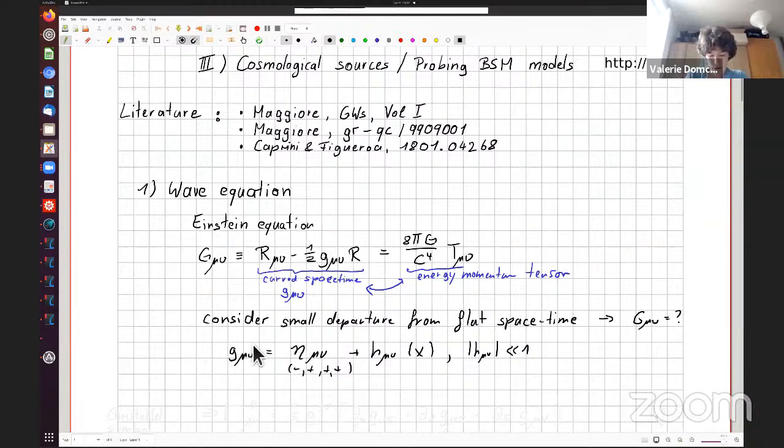Now once you have an expression for the metric, you can plug this into the left-hand side, and you can compute what this capital G mu nu object is. The goal is then to find an equation which tells us how this perturbation of the metric, which at the end of the day will be the gravitational wave, evolves, depending also on the energy content of the universe.